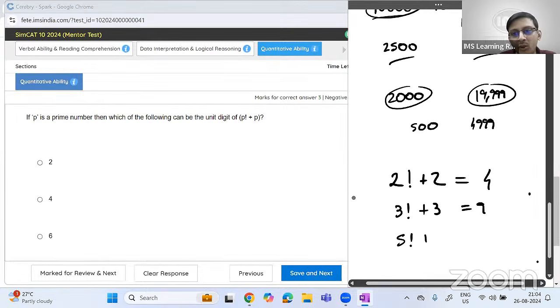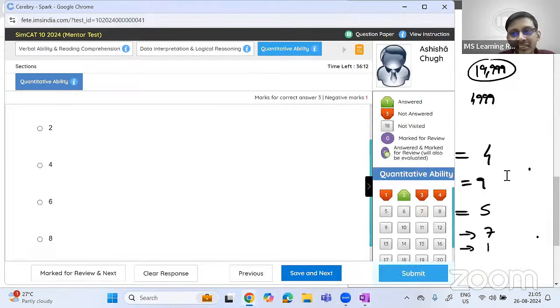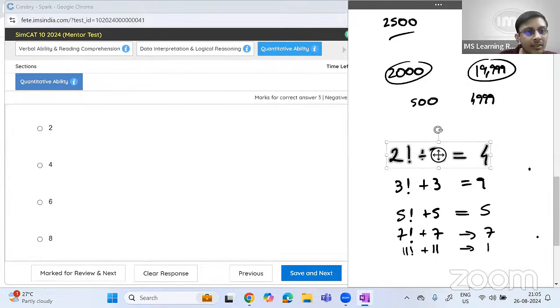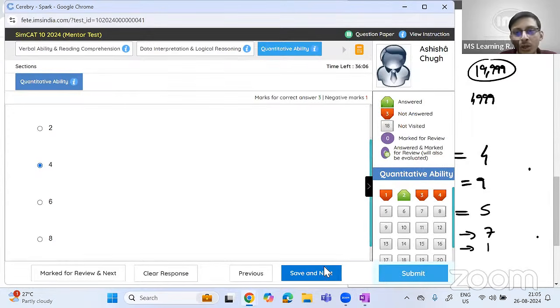Next prime 5, 5 factorial plus 5, 120 plus 5, 125. Unit digit 5. 7 factorial plus 7. This will end in 0 plus 7, so the last digit will be 7. Then 11 factorial plus 11. Last digit will be 1. Okay, which of the following can be the unit digit? 2, 4, 6, 8. 4 I'm getting. This should be correct. It can be the unit digit. No other conditions are there.